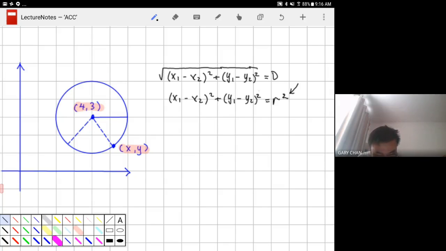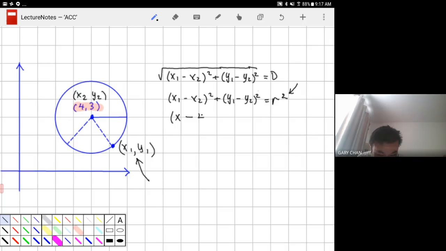Let's say I call the points on the circle not just X, Y, but X1 and Y1. And the point in the center here, I'm going to call X2, Y2, okay? If I do this, the point on the circle, x1, y1, is x minus, what's x2 again here in this case? 4. It's x minus 4, quantity squared, plus y minus, what's y2? 3. What's the length of the radius again? 2.